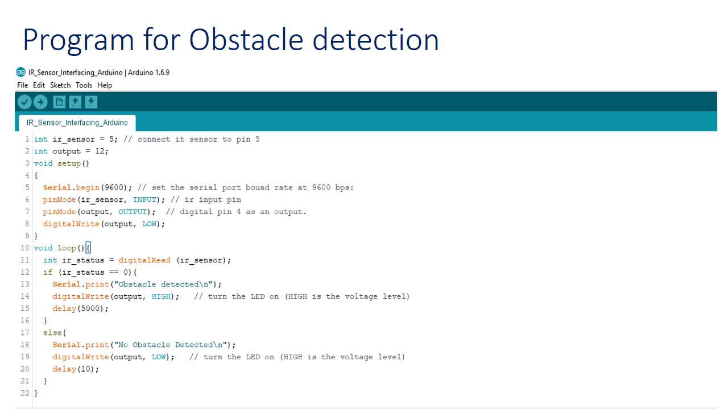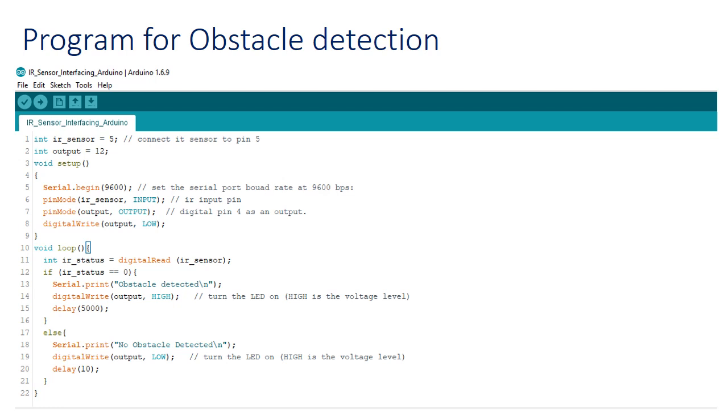Then in void loop, first we will read the status of the IR sensor. For that the command is digitalRead. This digitalRead will read whether it is high or low on the IR sensor pin. If it is low on IR status, then we have written an if loop. If IR status is equal to low, then it will execute this loop. IR status low means an obstacle is detected, so we will print a message on the serial port using the Serial.print command.